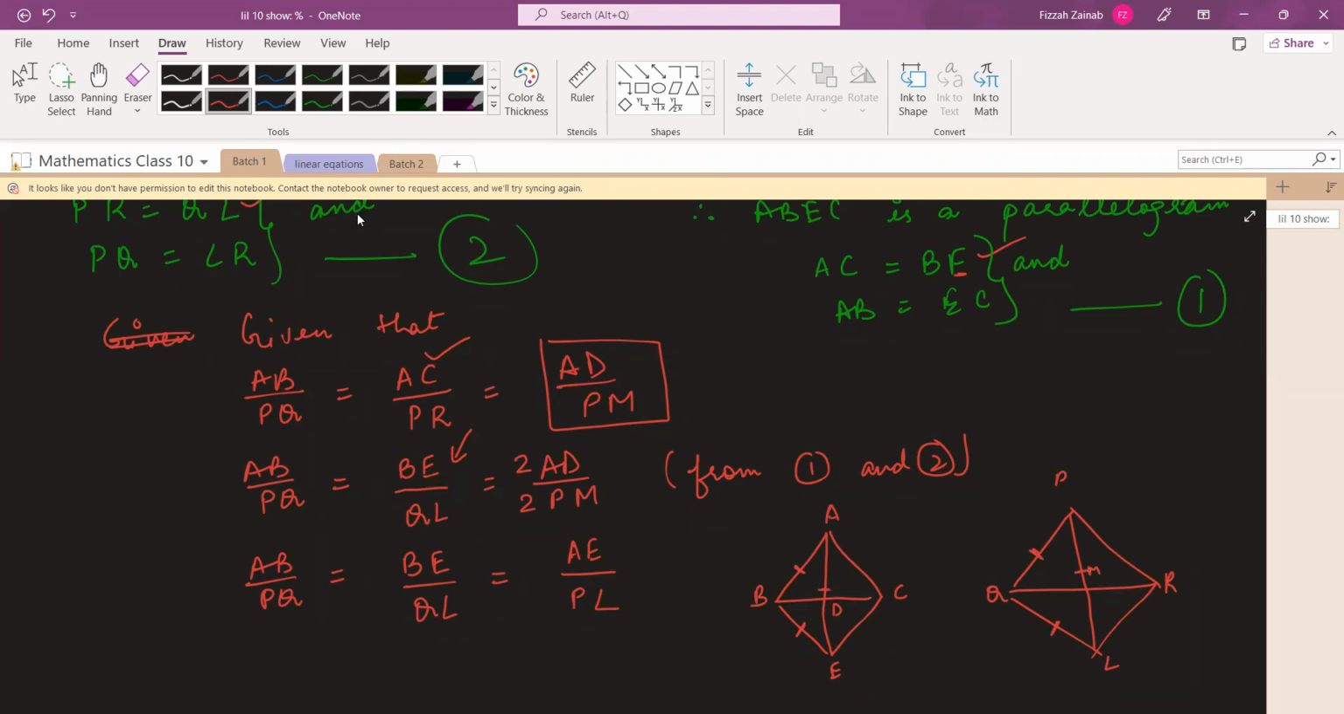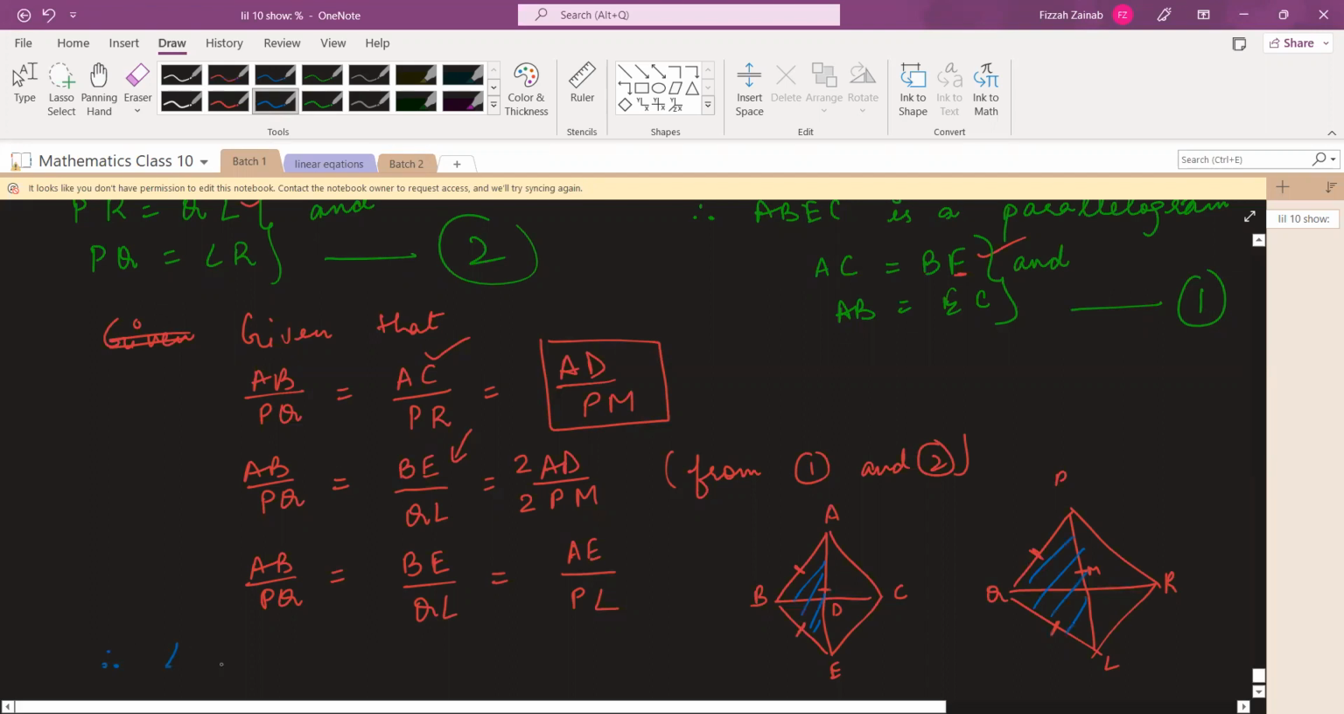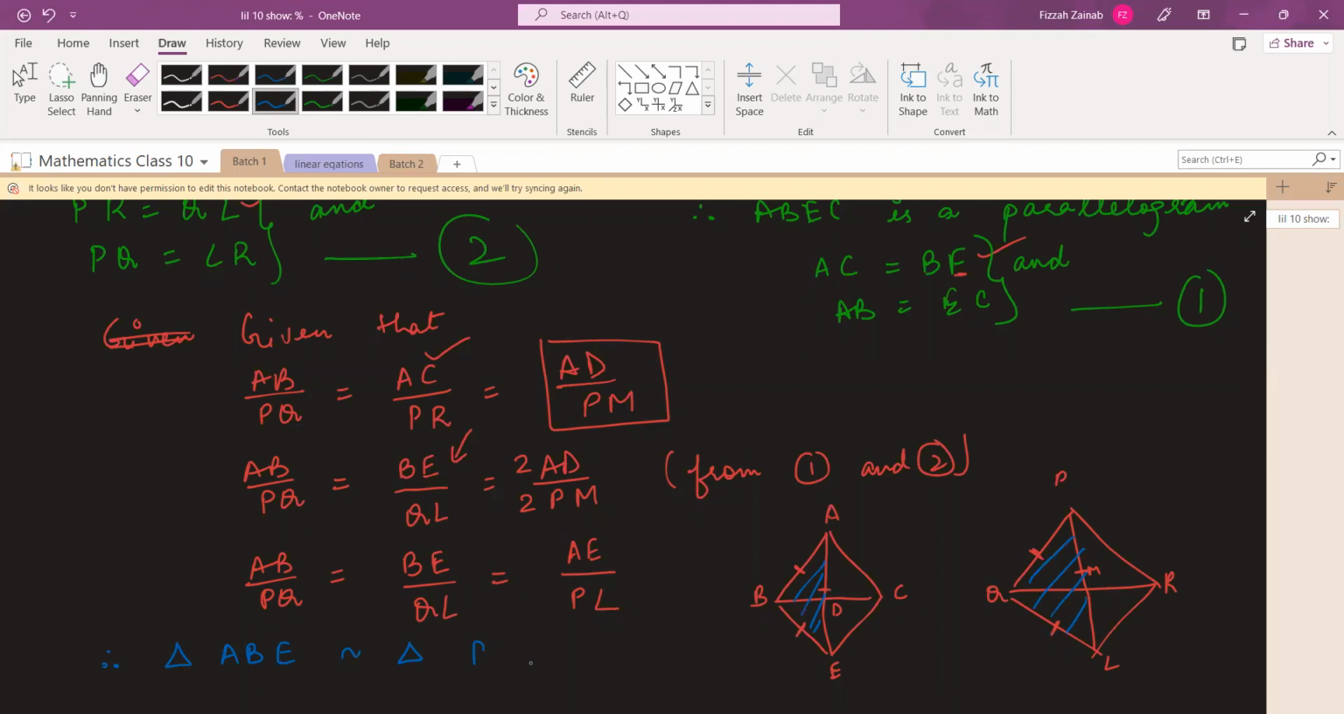That means this left triangle is similar to this left triangle, isn't it? Yes, by SSS criteria. Yeah. So therefore, we can say that triangle ABE is similar to triangle PQL by SSS similarity, right?